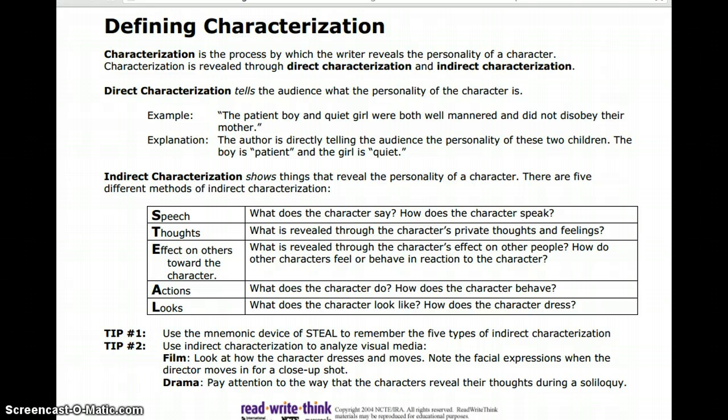So speech: what does a character say, and how does she say it? Thoughts: what's revealed about the character's private thoughts and feelings. How does this character affect other people? What is revealed through how she is affecting others and how other characters feel or behave? In the actions, what does the character do and how does the character behave? And then what does the character look like and how does the character dress? Those are things that we will look at as we're considering our Clarice project tomorrow.